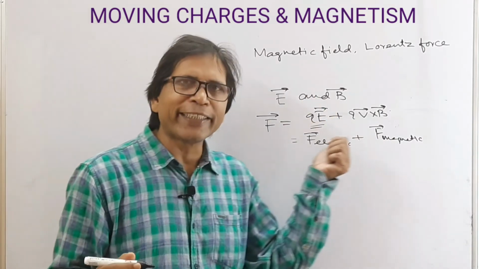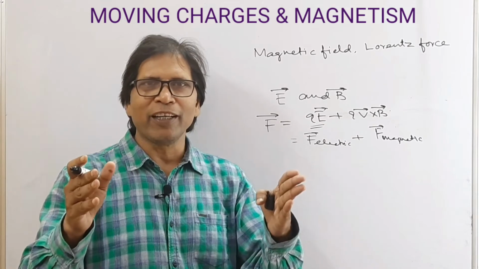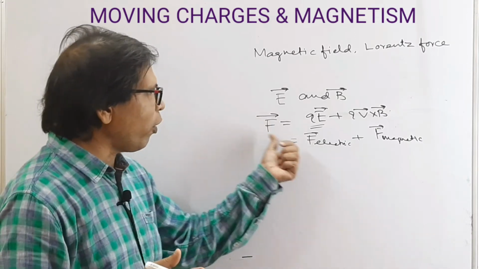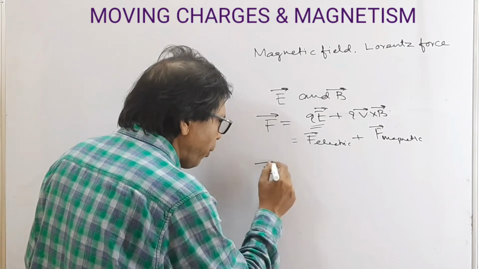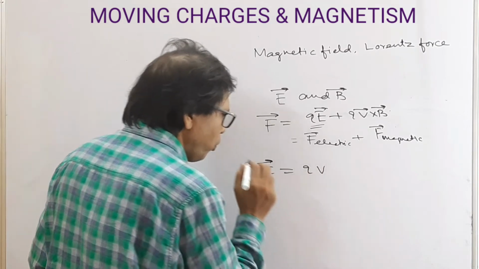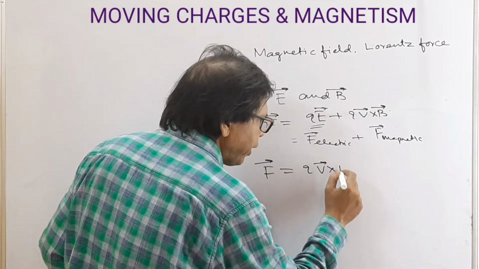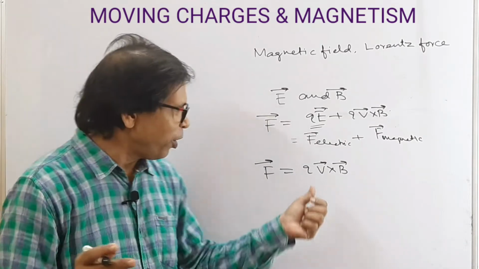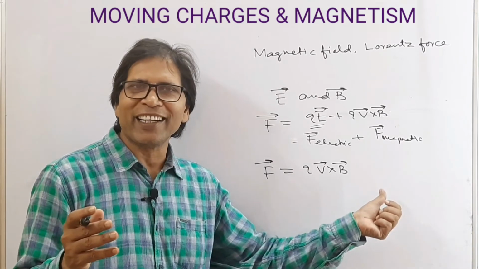Okay, we already discussed the force on a charged particle in electric field. So now our concentration is on force in the magnetic field only. Now look at this. The force on the charged particle in magnetic field is Q into V vector cross B vector. Therefore force is perpendicular to both velocity vector and magnetic field vector.